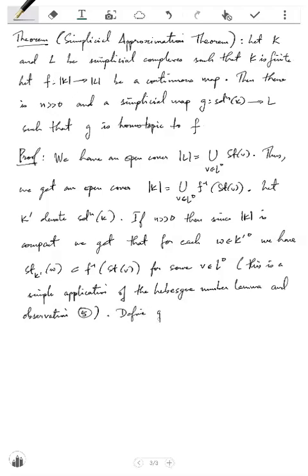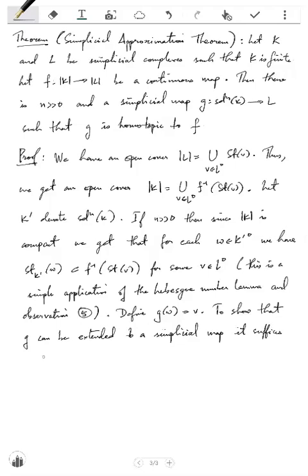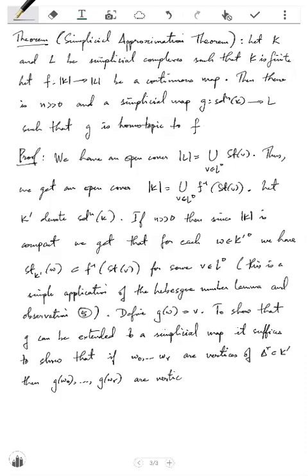So we define G of W to be equal to V. So to show that G can be extended to a simplicial map, it suffices to show that if W0 through WR are vertices of some simplex in K prime, then G of W0 through G of WR are vertices of a simplex in L.